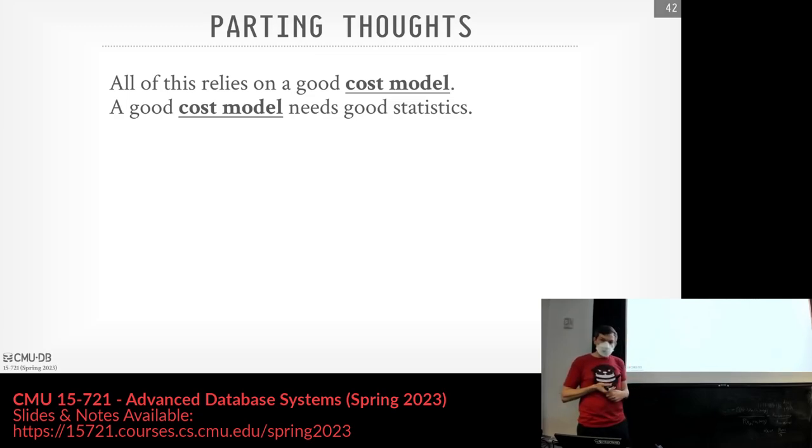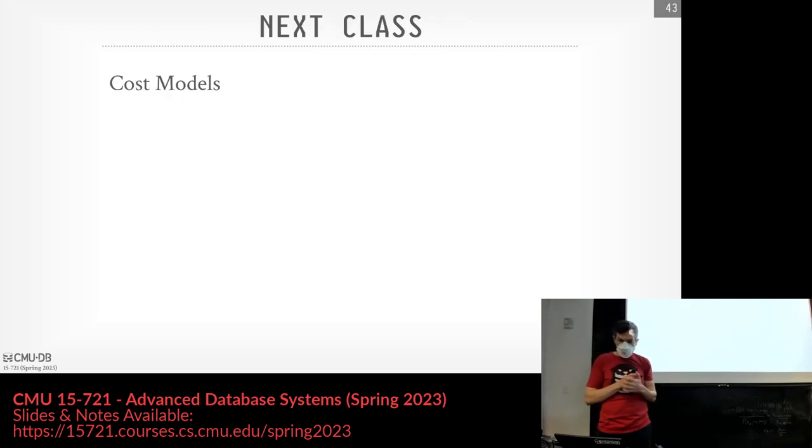I don't think machine learning is a magic wand that's going to solve all these problems. At the end of the day, all these algorithms rely on having a cost model. That's what we'll cover next class: how you figure out the estimated cost, or the selectivity of the predicates on these scans.